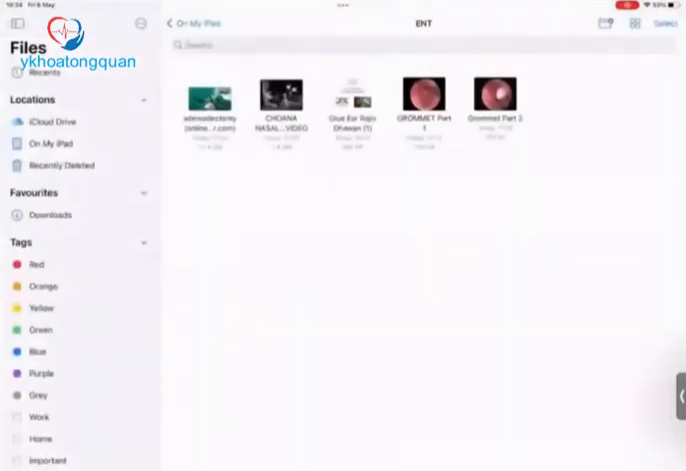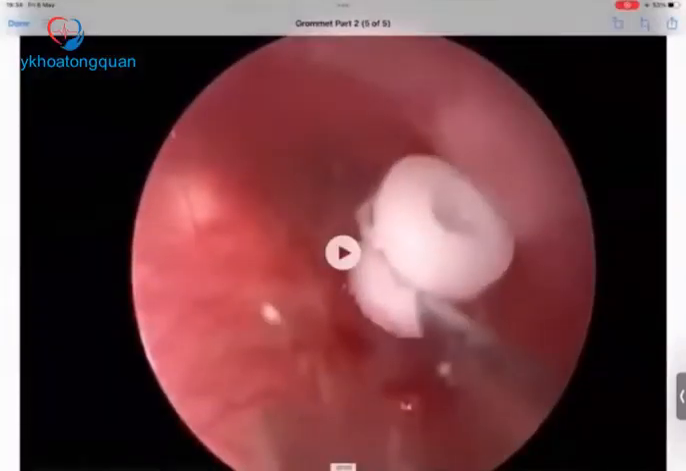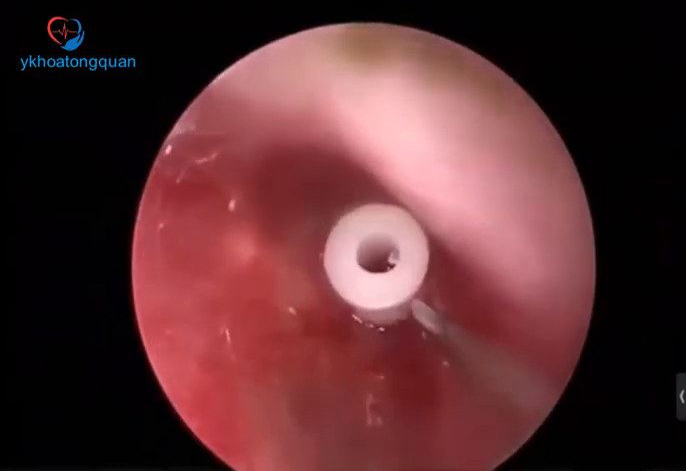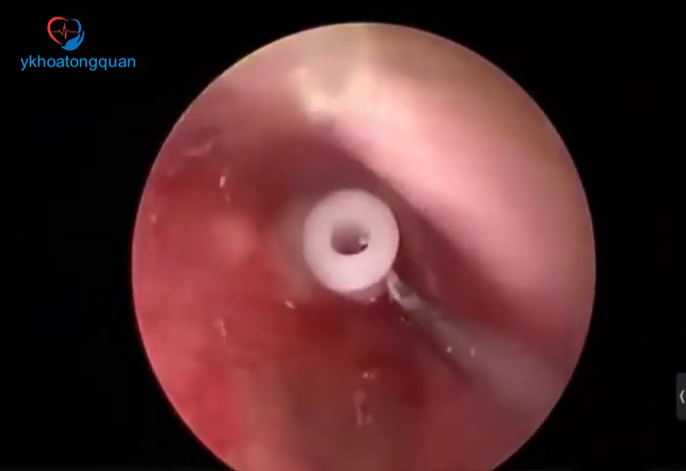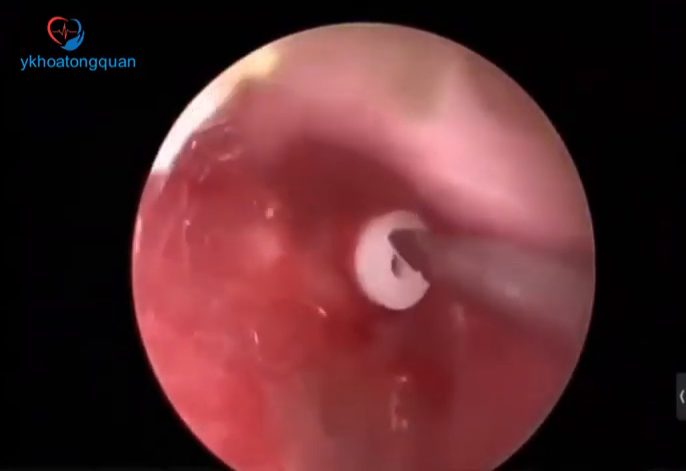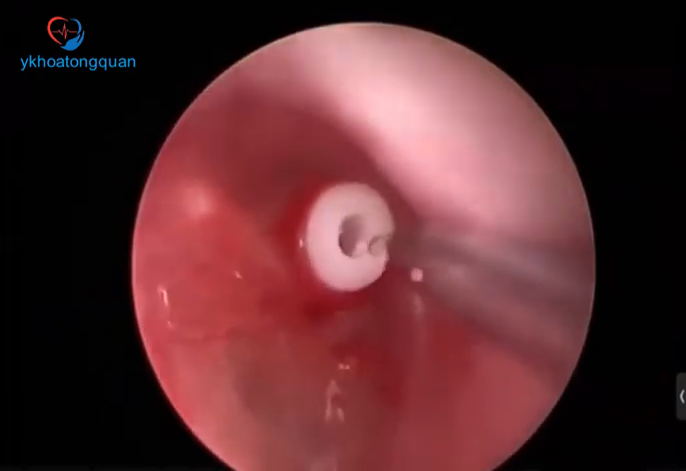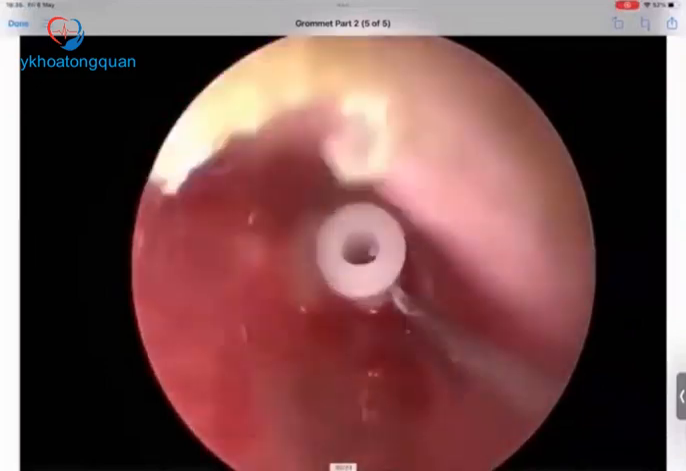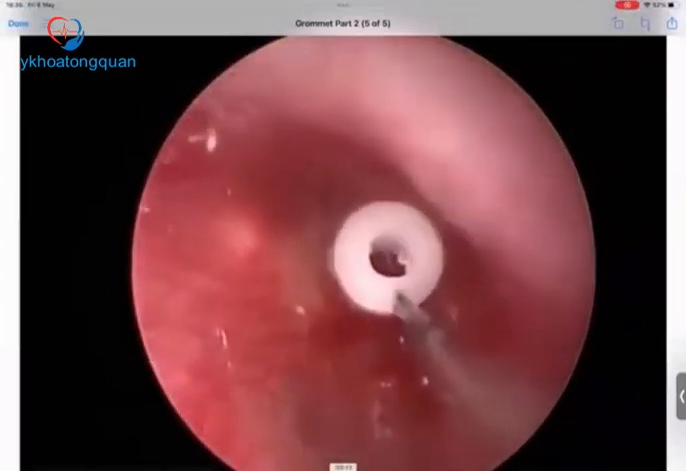And in the same cut, then we put what? Grommet. Can they say grommet? But this grommet is like a dumbbell. It's a very small rice grain-like thing. In the same hole, you put the grommet. And we can see that the grommet looks like a dumbbell being placed into the hole that we made.